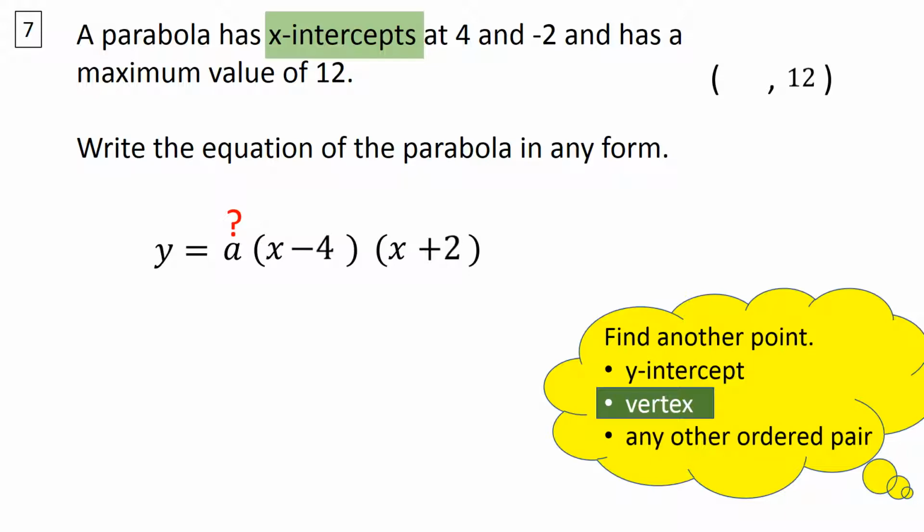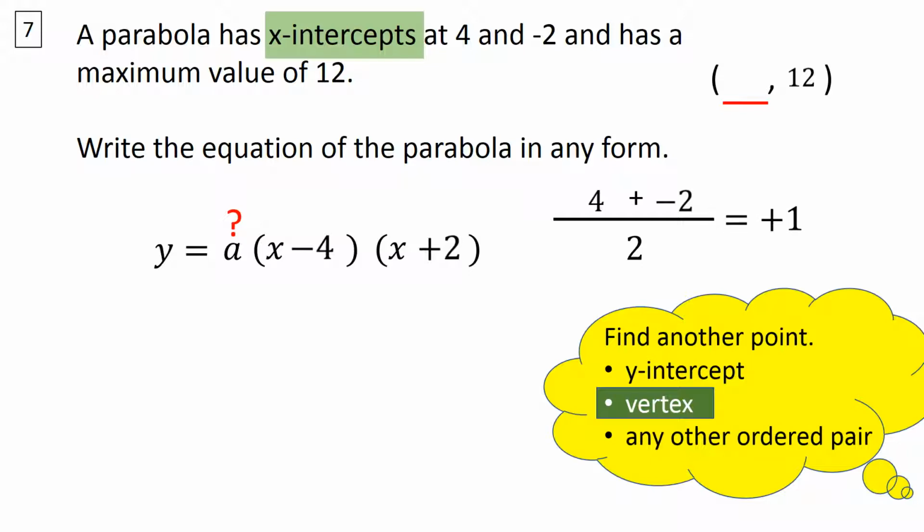So we've got 4 and negative 2. And we just want to find what's halfway in between them, which we can get by averaging them. Add together, divide by 2. 4 plus negative 2 is 2, divided by 2 is just 1. So my vertex is at (1, 12).